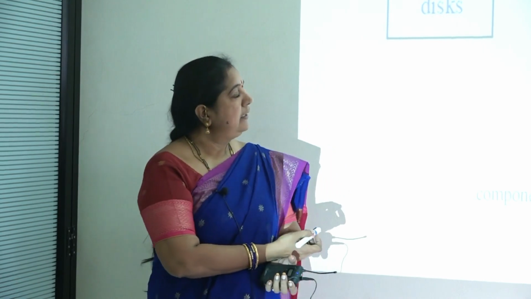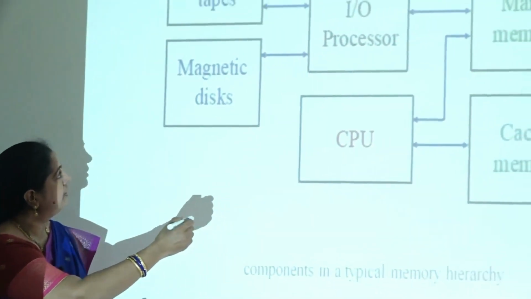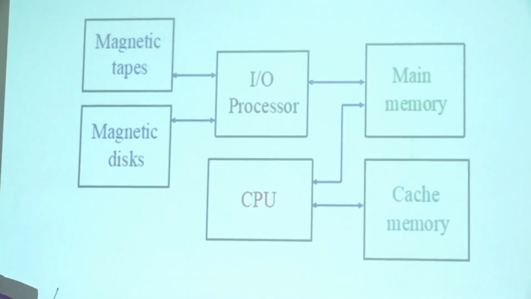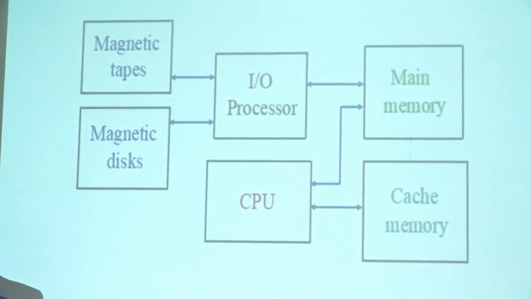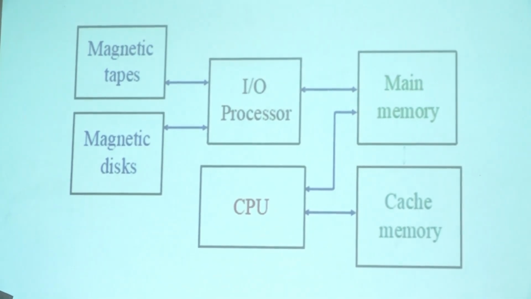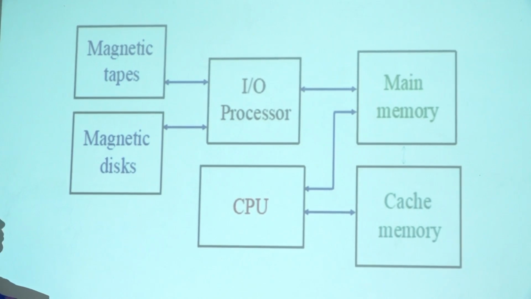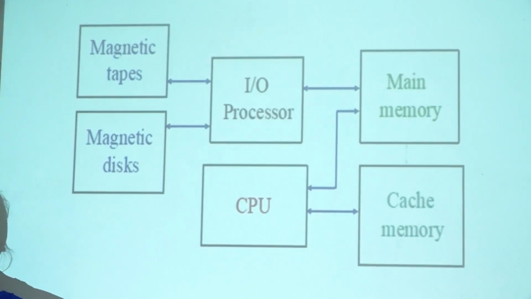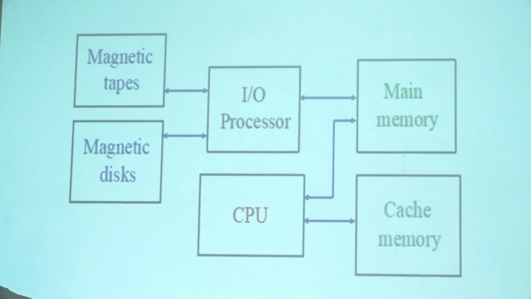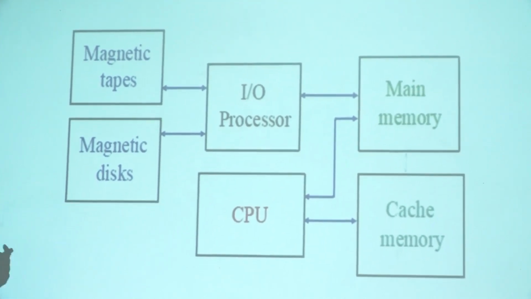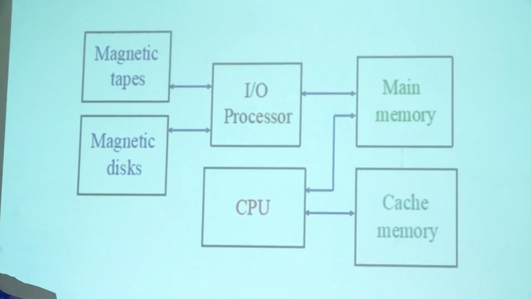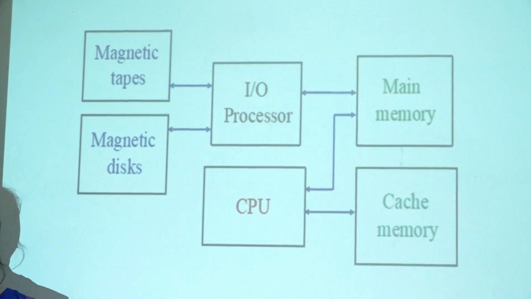So here in the memory architecture, first we are going to see the hierarchy of memory. In memory we mainly have three types of memories. First is main memory, which is also known as primary memory, then auxiliary memory, which is also known as secondary memory, and cache memory.